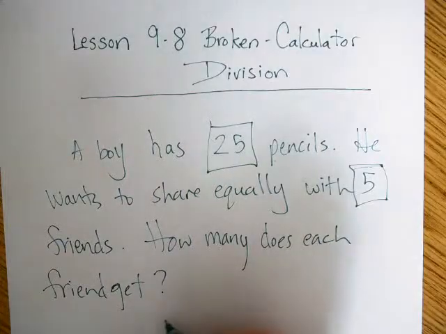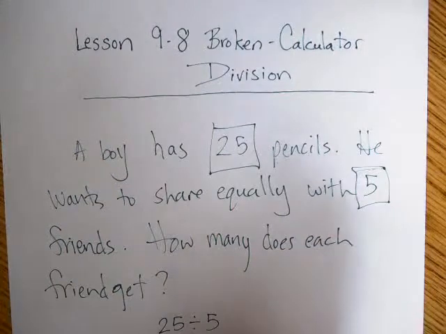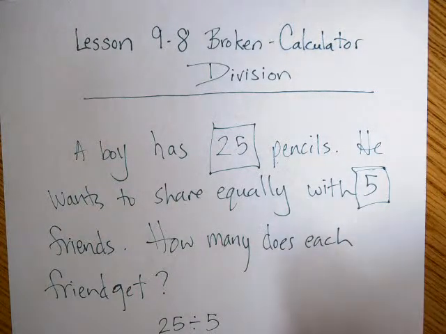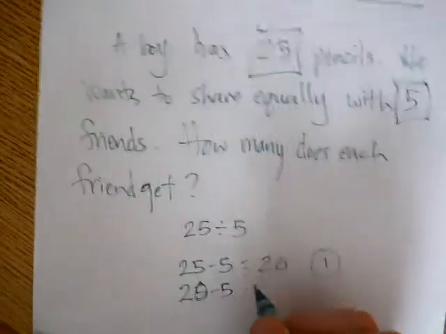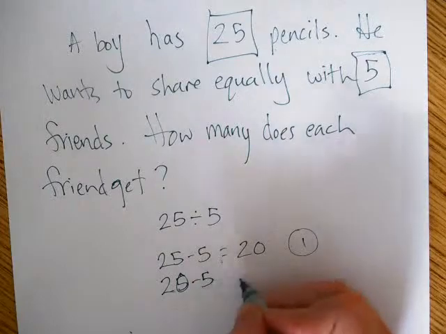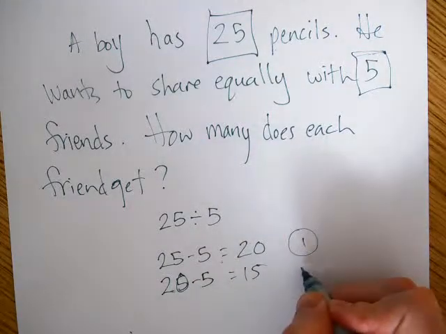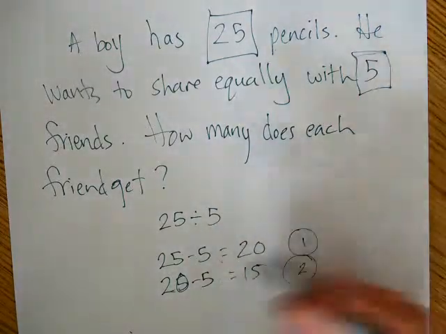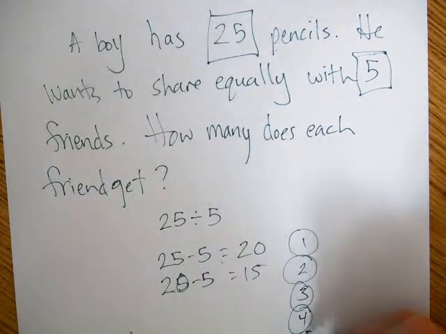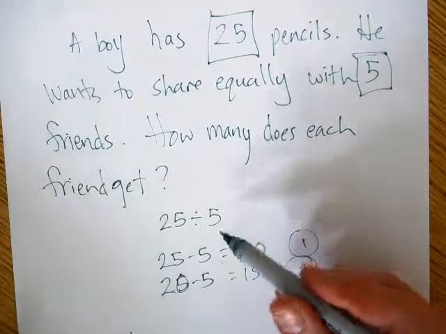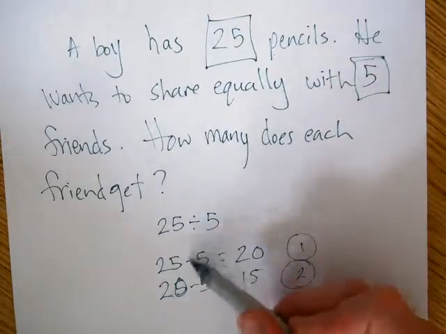So instead of saying 25 divided by 5, we might say, okay, 25 minus 5 equals 20. That's one friend. And then 20 minus 5 equals 15. Okay, that's another friend. And then all the way down until we've subtracted 5 for each friend. In this case, I subtracted the number that I knew each friend was getting.